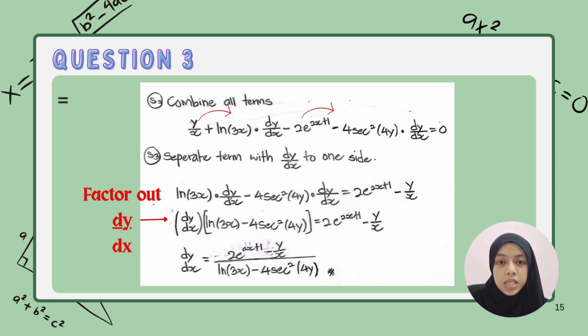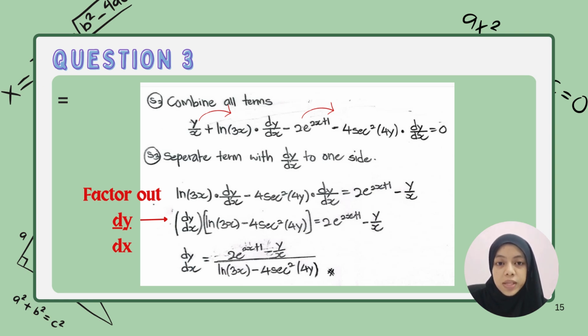Third step is we need to separate the terms with dy per dx to one side. So we need to move the y per x and negative 2e power of 2x plus 1 to the right side. So we get ln(3x) times dy per dx minus 4 sec squared(4y) times dy per dx equal to 2e power of 2x plus 1 minus y per x.